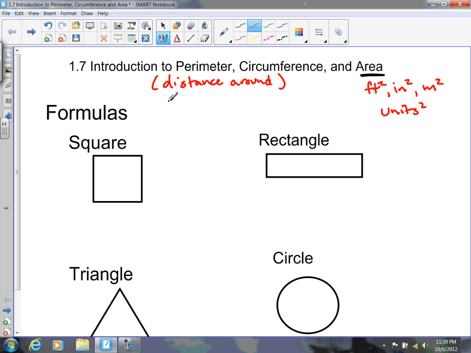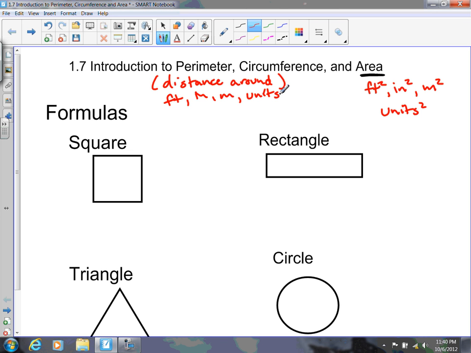Your units for that will be regular, just feet, because you're adding a length. 4 feet plus 4 feet, that's 8 feet. Feet, inches, meters. And if they don't give you any units, you would just say units, whatever that measurement is.